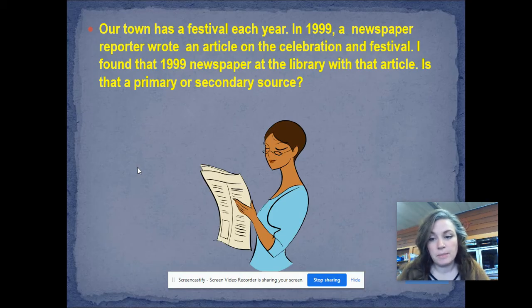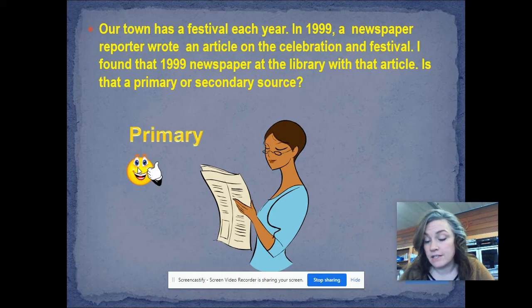Okay, so again, with the newspaper, we have to think about what it's talking about and we have to think about the date. Would it be primary or secondary? And then in this case, it is primary, okay, because it's writing about the 1999 festival and the newspaper is from 1999. So that one would be primary, created right in that same time period.